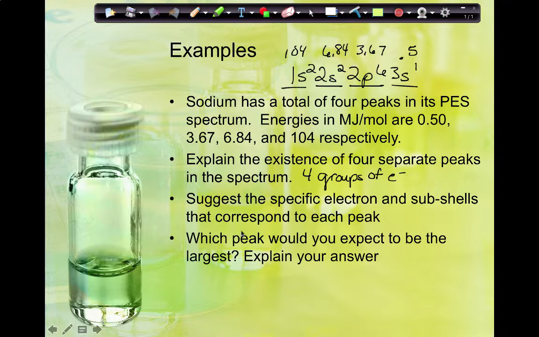All right, so which peak should be the largest? Largest meaning highest. Well, that should be the one with the most electrons. That should be the 3.67 peak.